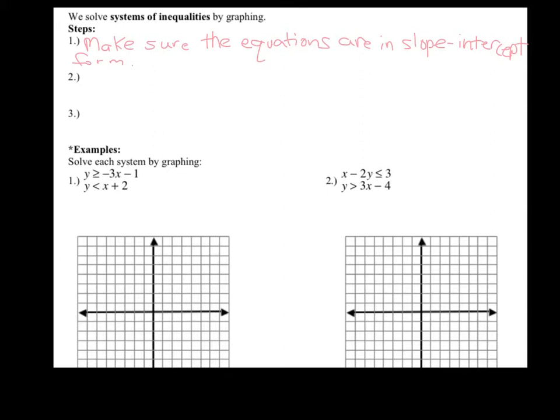Once they're in slope-intercept form, we're able to identify the slope and y-intercept and graph each line. We're going to graph them on the same grid. Once we've graphed the lines, then we're going to find the solution region that works for each of the lines and shade.